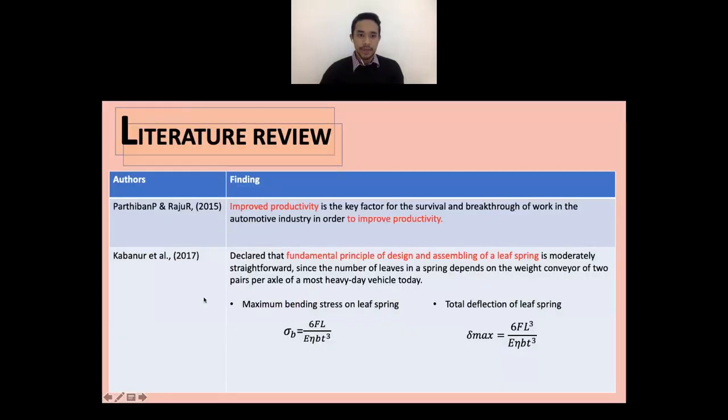For the literature review, I chose one. The authors Patiban and Raju in 2015 found about productivity that, for the survival and breakthrough of work in the automotive industry, it is necessary to improve productivity.